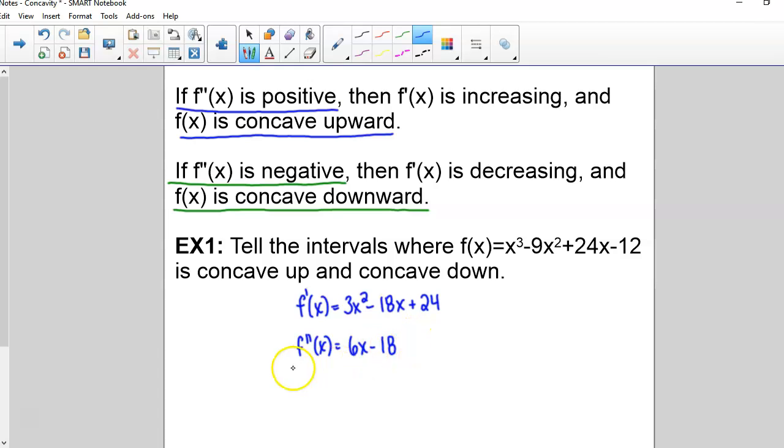And basically we want to do just like we were doing our sign lines with our increasing and decreasing functions, except for using the second derivative. So we're going to set this equal to 0. So 6x would equal 18, so x would equal 3. And so this is a really simple one. So your second derivative, if you plug in a number less than 3, like 0, you're going to get negative. And if you plug in a number bigger than 3, you'll get a positive.